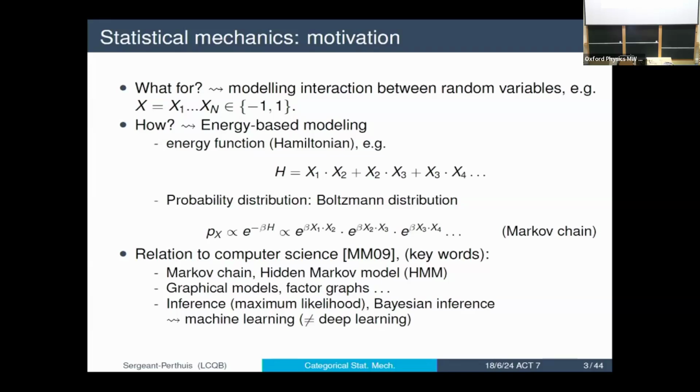This has very strong relations in computer science with Markov chains, hidden Markov models, and graphical models, and they appear everywhere when you do Bayesian inference. So statistical mechanics, Bayesian inference and machine learning are basically the same thing. You could say this, or at least Markov random fields, but it's a big field. In machine learning it's called Bayesian inference, which is different from deep learning. It's not the same thing.